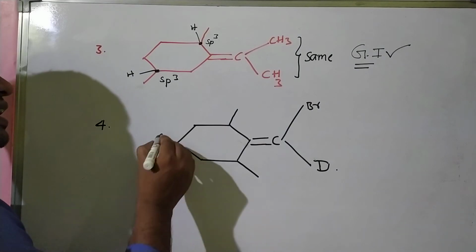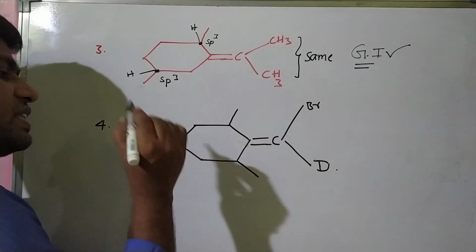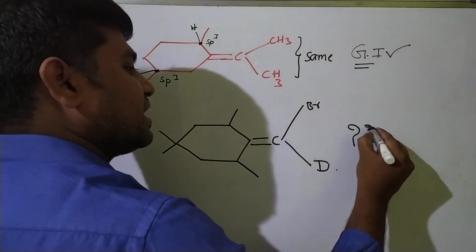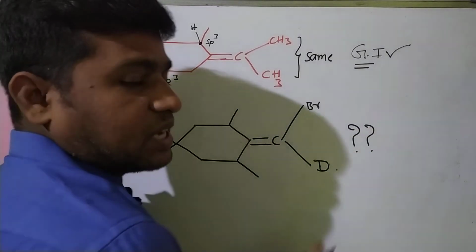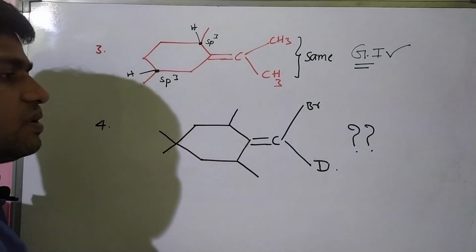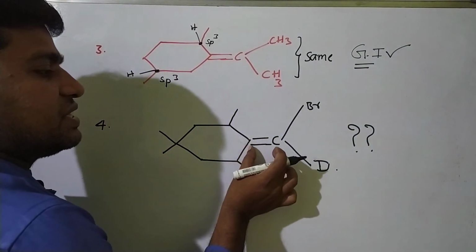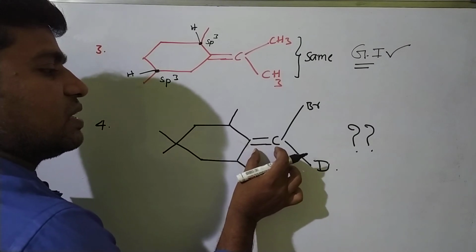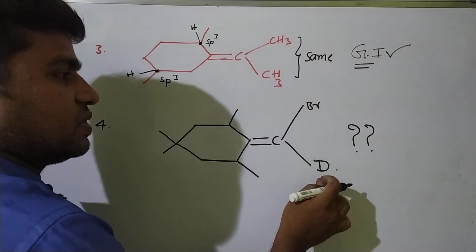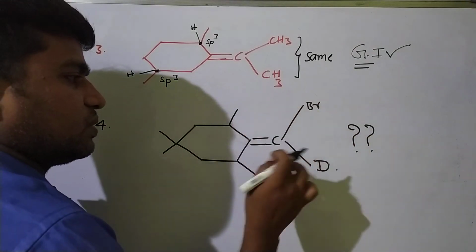Here, two methyls are there. Will this compound exhibit geometrical isomerism or not? Who will give the answer? Please tell me. Very good. Now, first of all, we will consider this one. This is one stereo center. These two groups are different, no doubt.